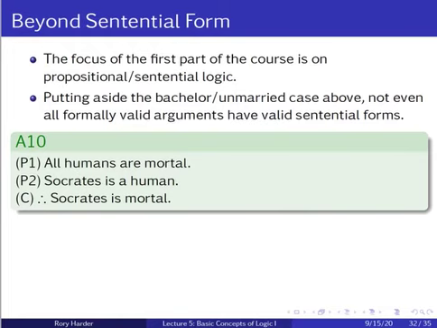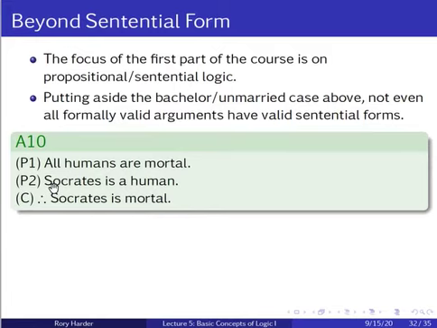Premise 1, all humans are mortal. Premise 2, Socrates is a human. Conclusion, Socrates is mortal. So we've actually seen examples of arguments like this earlier in this lecture, as well as I think in the previous lecture. And hopefully it's clear by now how this argument is a valid argument. And furthermore, hopefully it's clear how this argument is valid in virtue of its form.